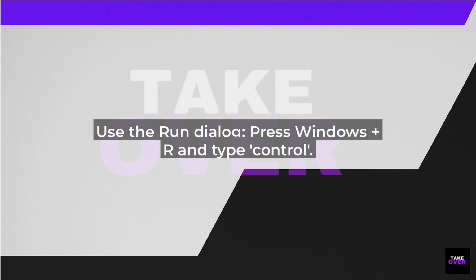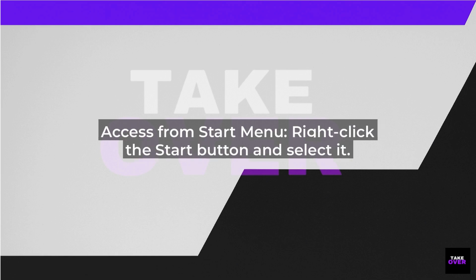First off, let's talk about the quickest way, using the Run dialog box. This is perfect for keyboard warriors. Just press the Windows key plus R on your keyboard. That little box will pop up. Now, type in Control and hit Enter. Boom! The Control Panel opens right up. It's fast, efficient, and works every time without needing a mouse.